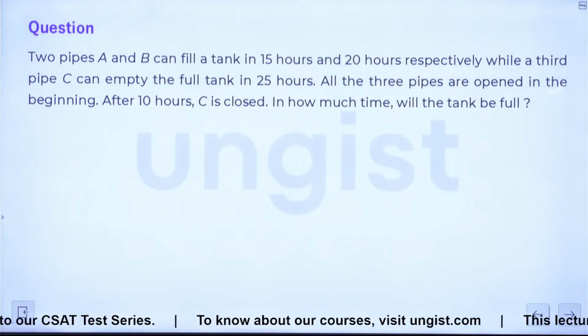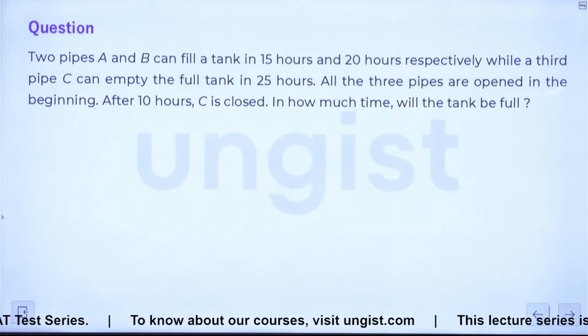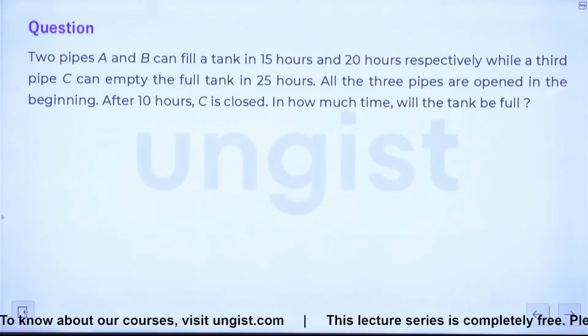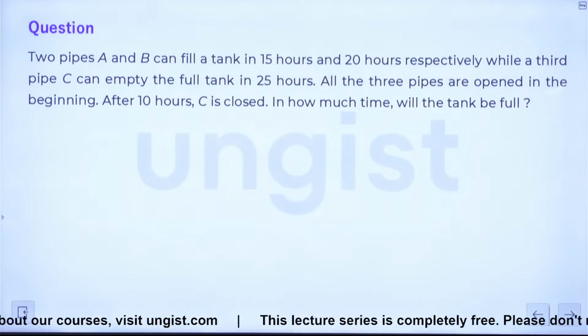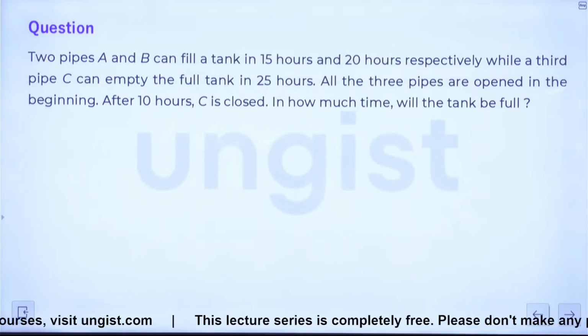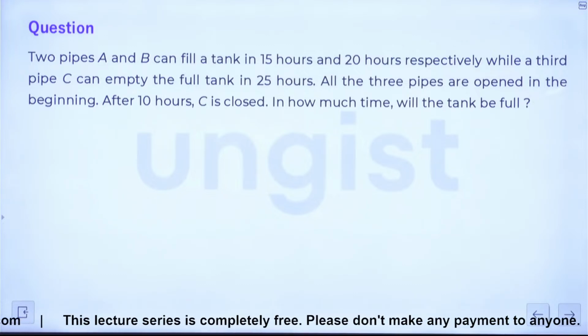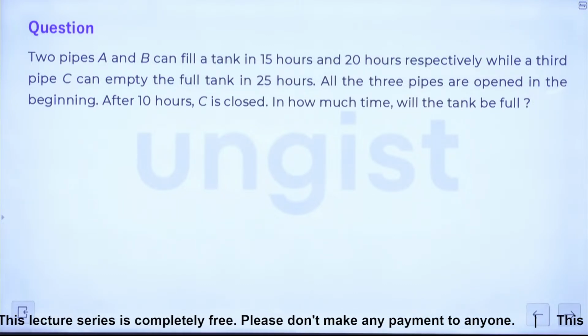2 pipes, A and B, can fill a tank in 15 hours and 20 hours respectively, while a third pipe C can empty the full tank in 25 hours. All the 3 pipes are opened in the beginning. After 10 hours, C was closed. In how much time the tank is full?